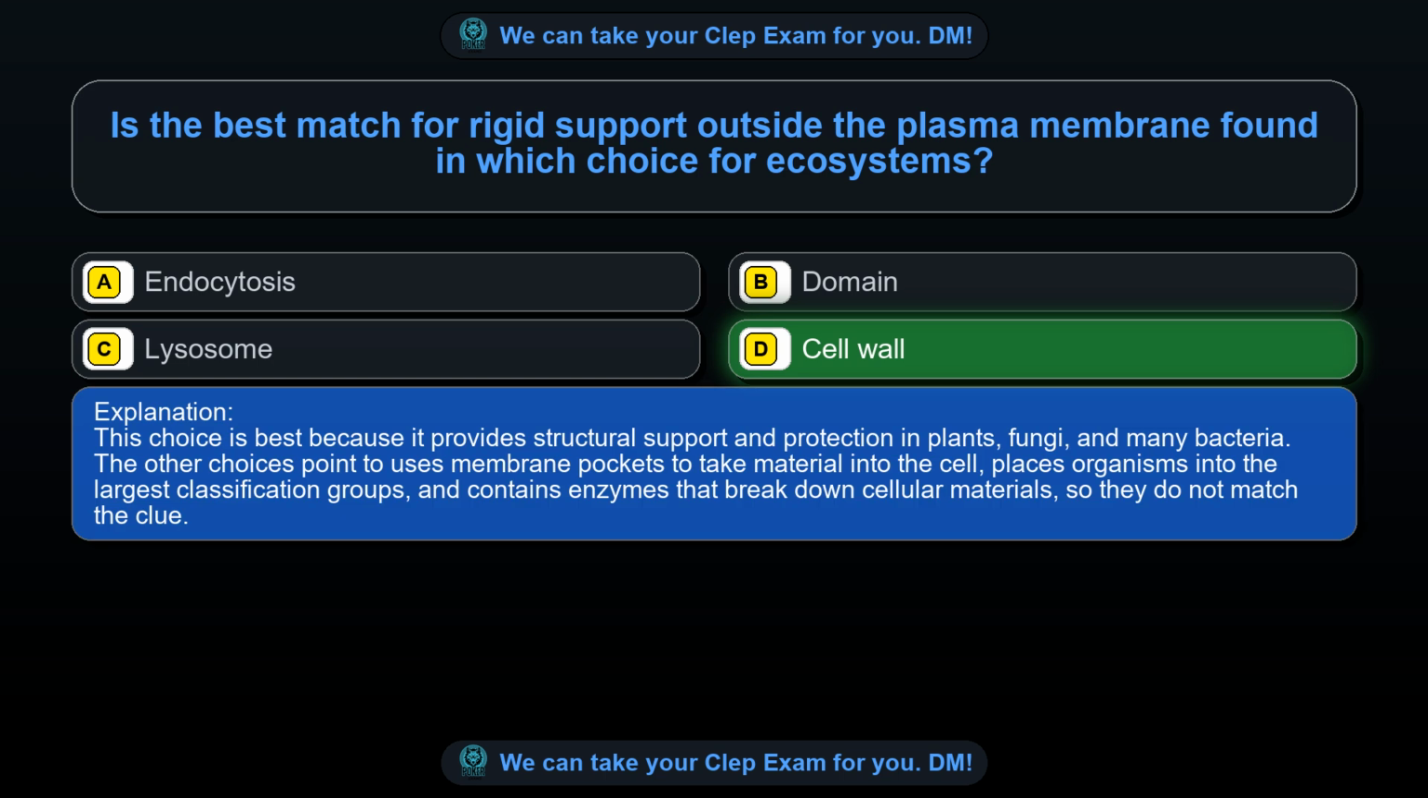This choice is best because it provides structural support and protection in plants, fungi, and many bacteria. The other choices point to uses membrane pockets to take material into the cell, places organisms into the largest classification groups, and contains enzymes that break down cellular materials, so they do not match the clue.